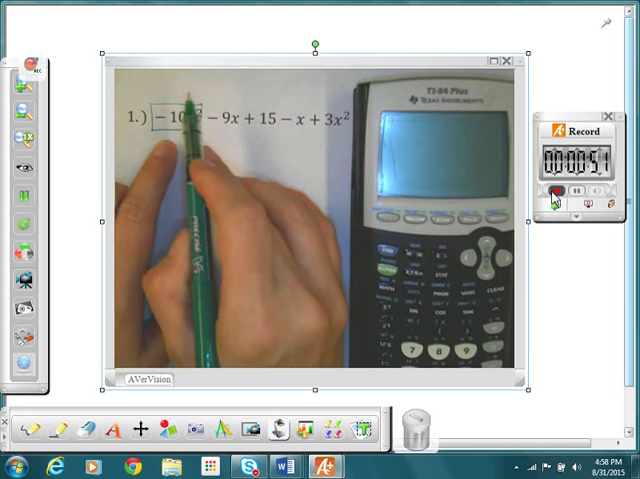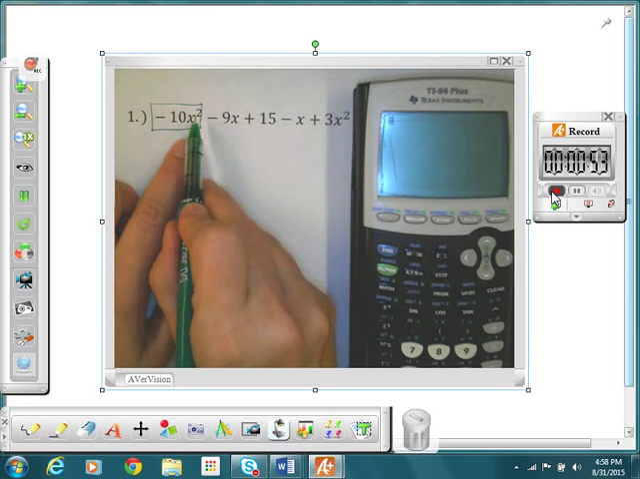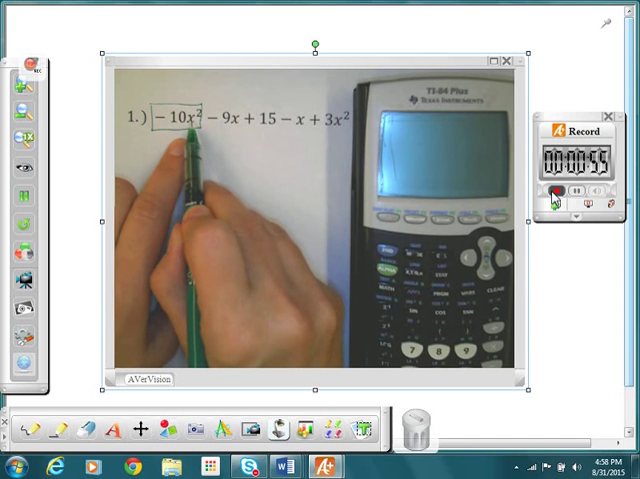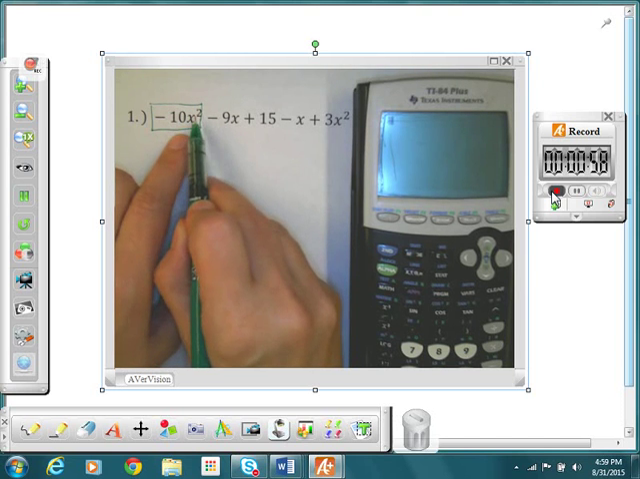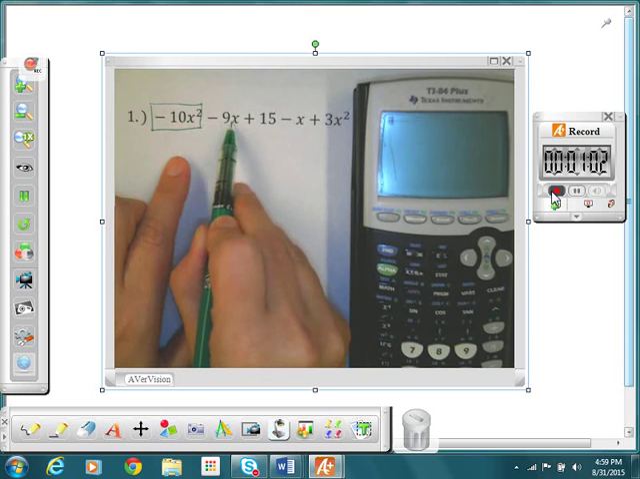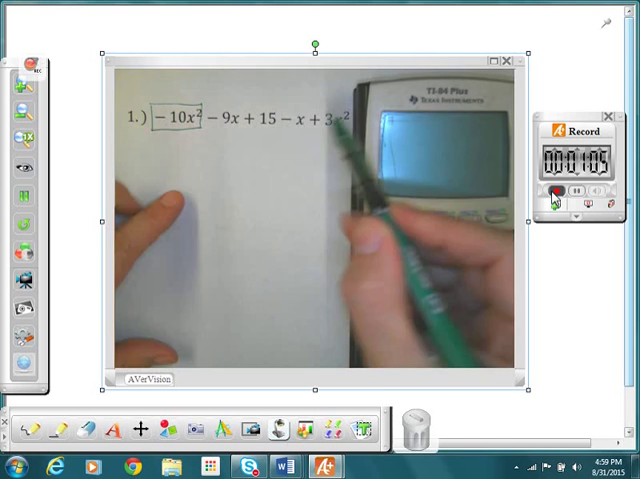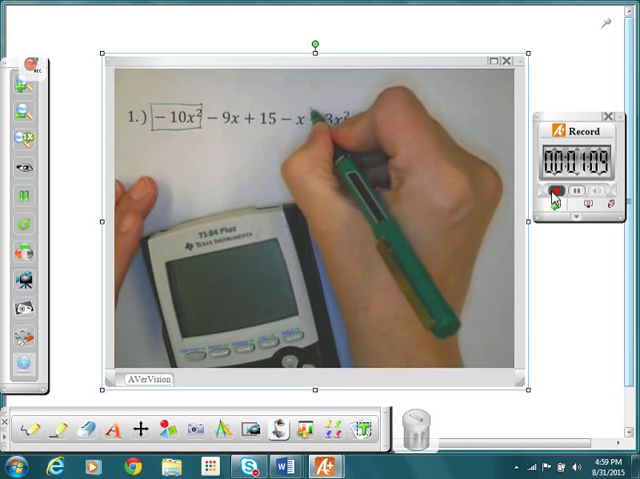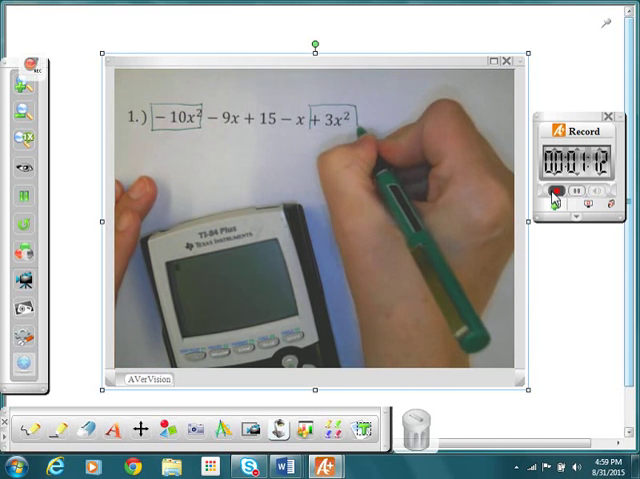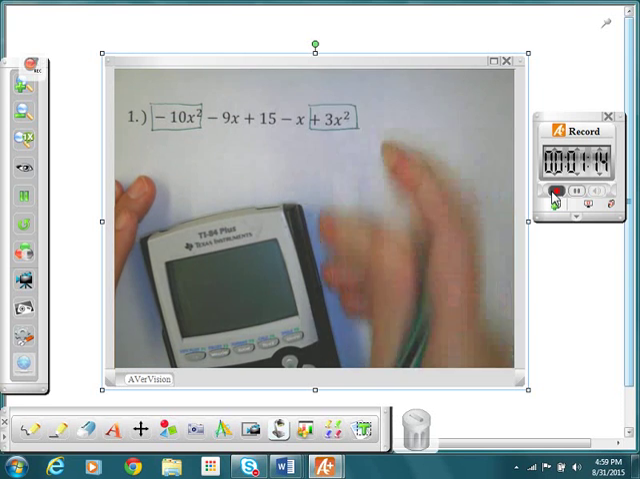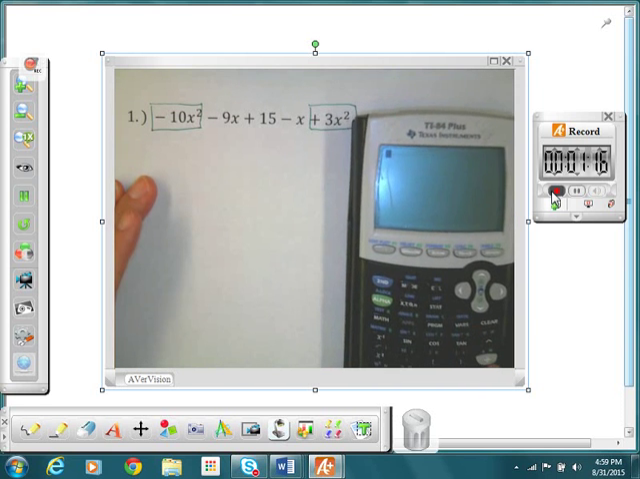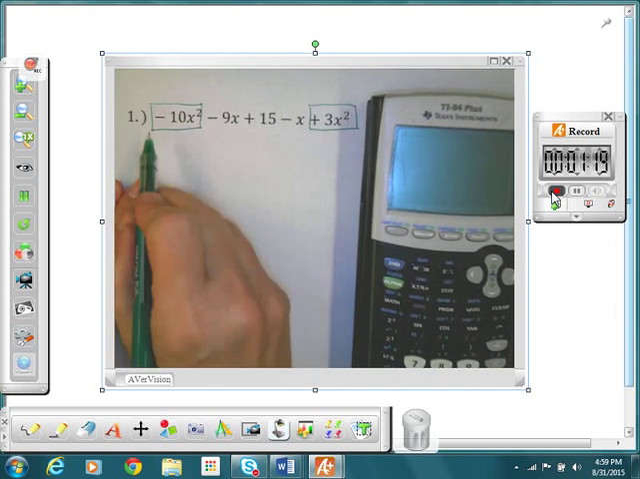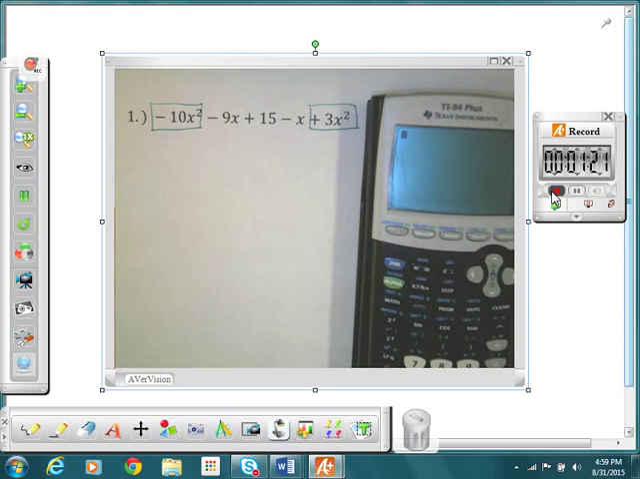How do we know what terms match? We're looking for other terms that have the variable x, and that x is raised to the second power. So all I do is go along my list until I find another variable that is x to the second power. And I have found that 3x squared is my other like term. Notice I have them boxed off, and I included the sign in both of my boxes because we're going to need to know what sign matches what.